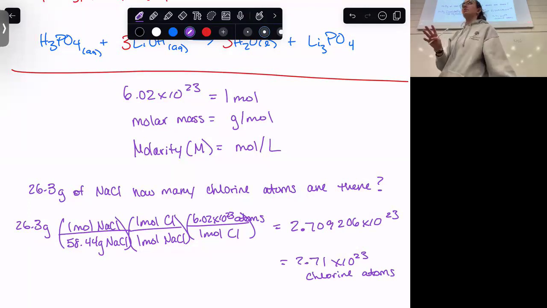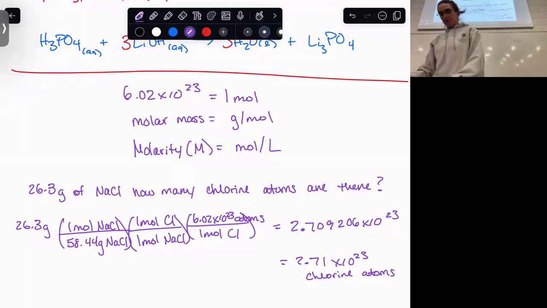Questions there on unit conversions? Does that help clear up your question a little bit? Yes. Any other questions? Yep, absolutely.